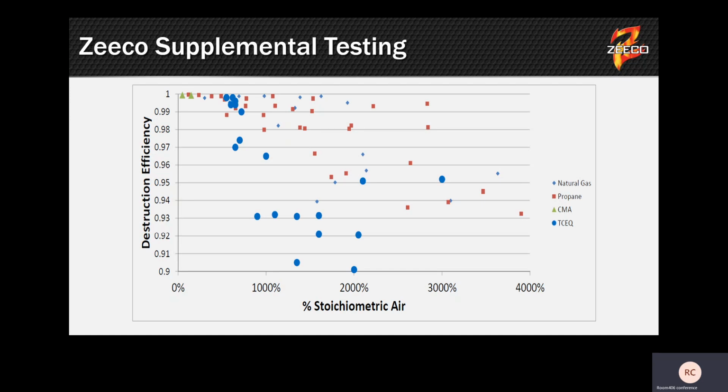As you can see, there's a precipitous fall after you get to about 600 to 700% stoichiometric air for an air-assisted flare. As you go beyond that, destruction efficiency quickly decreases below the 98% threshold that you would expect for a properly operating flare system.